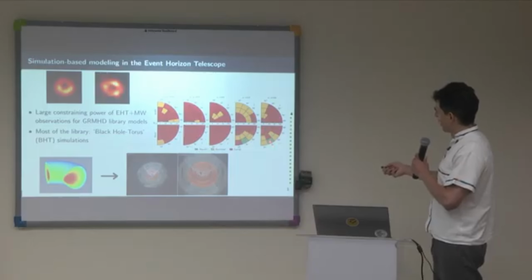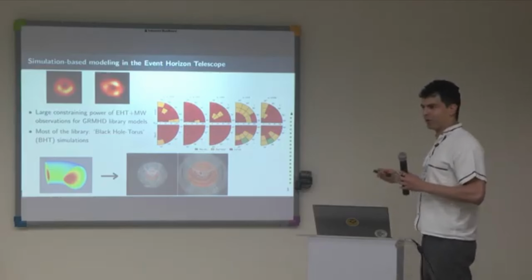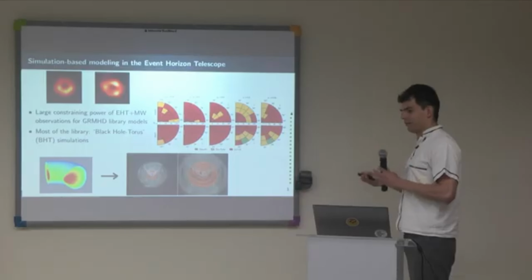This is for relatively high inclination, and all of them are in the MAD regime, and all of them have only a single temperature ratio between ions and electrons. So well, the constraining power of these models is already very impressive.